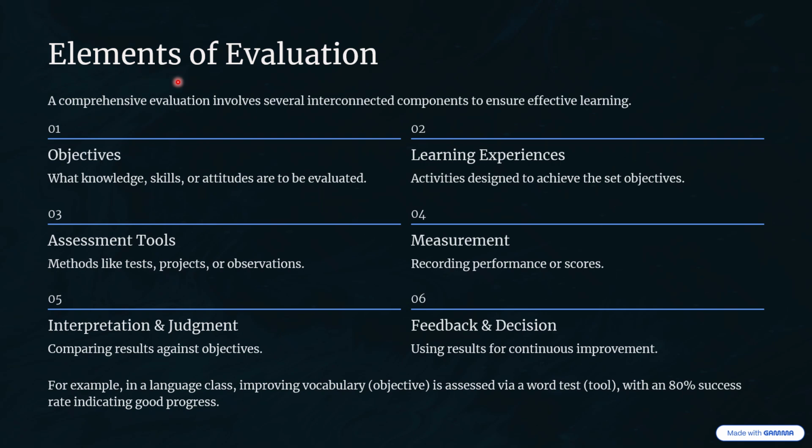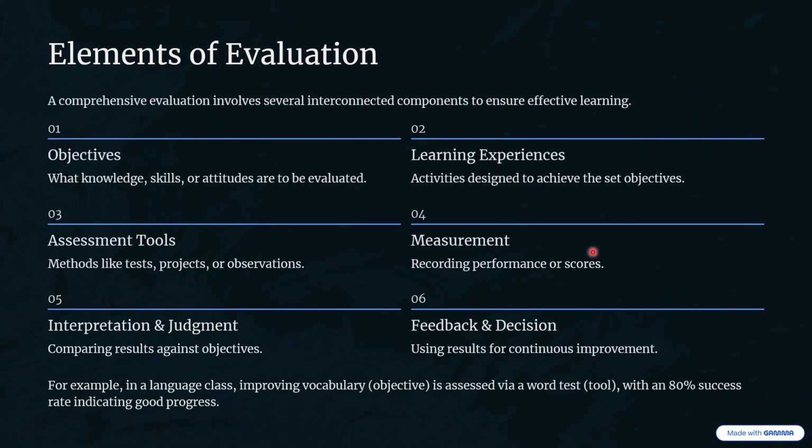Now let's understand the elements of evaluation. There are six important elements. The first one is objectives. We first decide what knowledge, skills or attitudes we want to evaluate. The second one is learning experiences. These are the activities provided to help students achieve those objectives. The third one is assessment tools. We use tools such as tests, projects and observations to collect evidence.